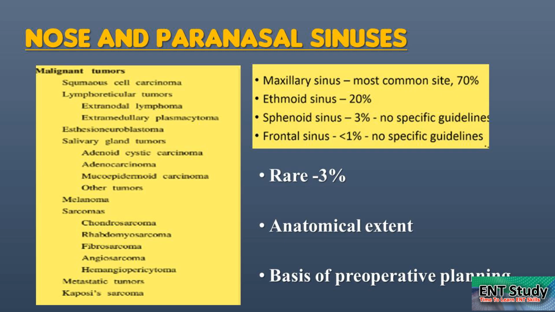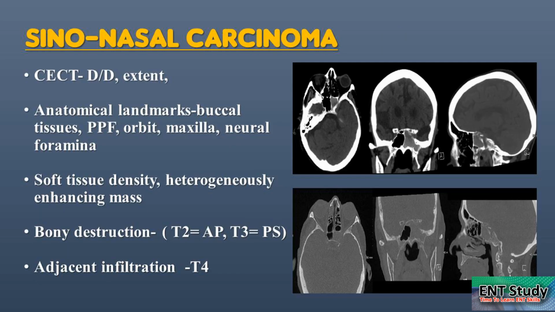What we know is that you can make a lot of diagnoses on clinical features as well. What is required from the CT scan is the anatomical extent of disease, so that you can make a pre-operative plan and plan your management of the malignancy.